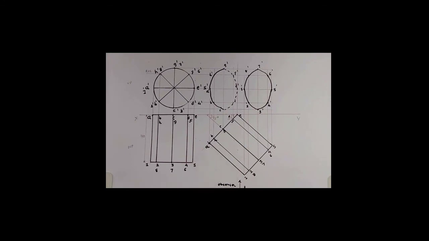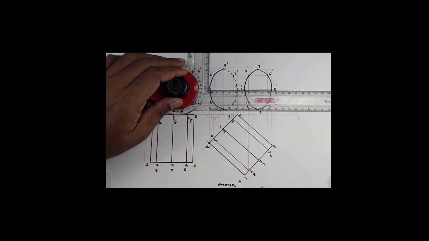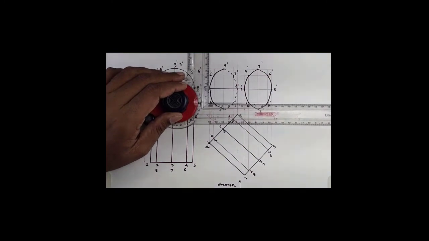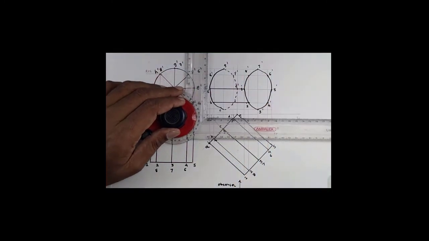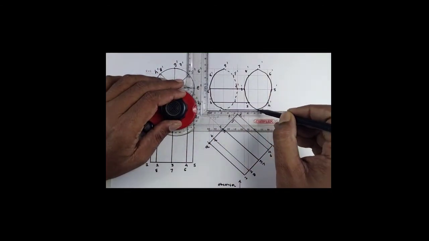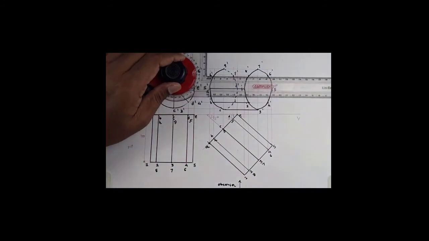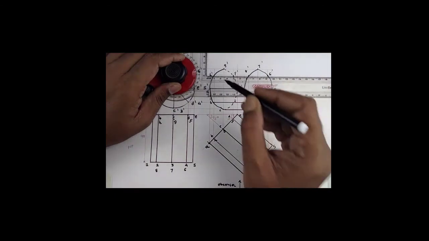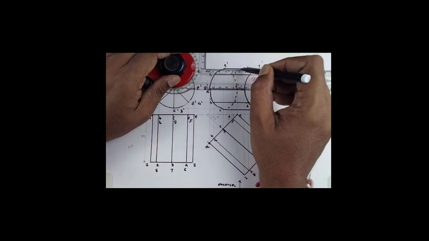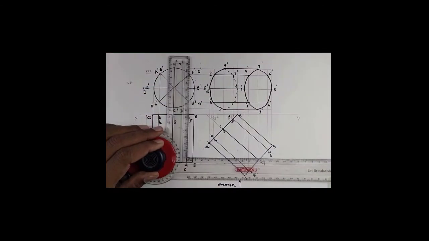Now the generator A1, it is nearer to the observer. So it is joined with full line. B2 also full line. B dash, 2 dash. C dash, 3 dash, it is also full line. H dash, 8 dash, it is also full line. G dash, 7 dash, it is also full line.